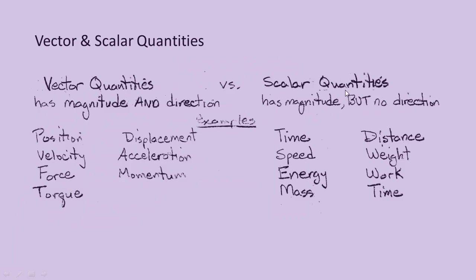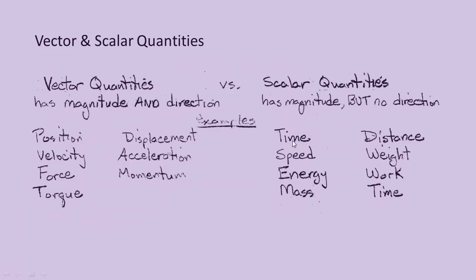Now, let's look at scalar quantities. These have magnitude but no direction. Time, speed, energy, mass, distance, weight, work. Oops, got time in there a second time. Well, these are the scalar quantities we're going to be working with in mechanics.